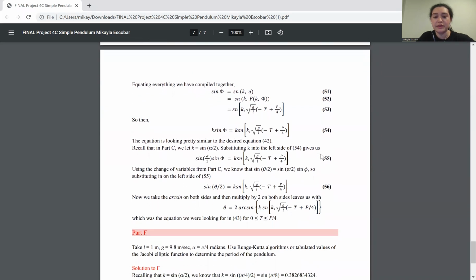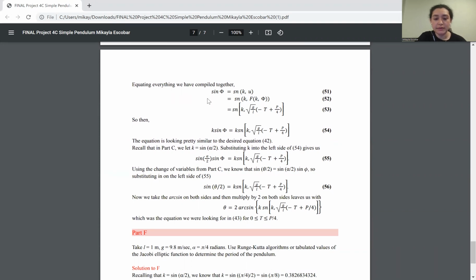So to relate what we have so far, we know that sin φ is equal to sn(k, u). This is given from our problem statement. And we also plugged in u = f(k, φ), also given from the problem statement. And then what we just found, we're going to plug that in right here. So ultimately, we have sin φ equal to all this.